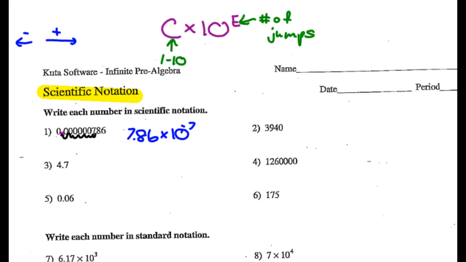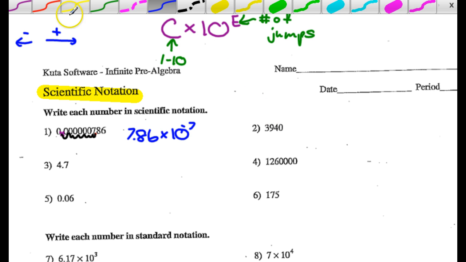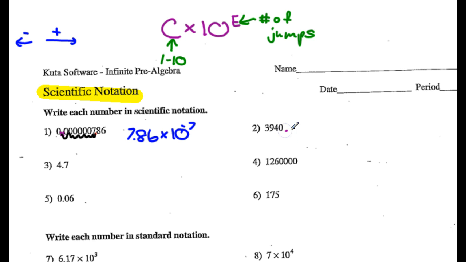Okay? Let's see, number 2. Now, here's an important point about this one. This number, I should say, has no decimal. This is 3,940. So here's what you need to remember. If you do not see a decimal on a number, that means the decimal is at the end. Okay? And so in this case, the X is here. The old decimal is here.